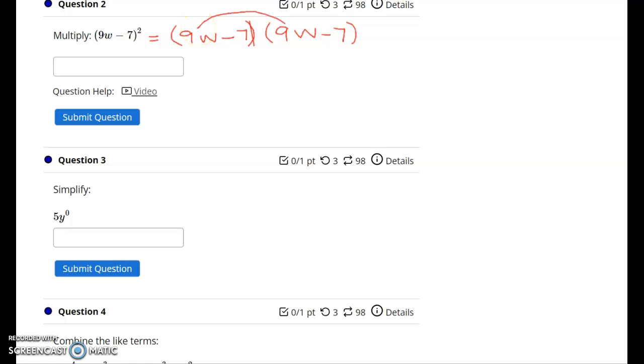So we'll have 9w times 9w first, which gives us 9 times 9 is 81. Now in this case, we are multiplying, so the exponents will change. So w times w gives us w squared. We add the exponents when we multiply. Then 9w times negative 7 gives us negative 7 times 9 is negative 63w. Negative 7 times 9, again, negative 63w. Negative 7 times negative 7 gives us a positive 49.